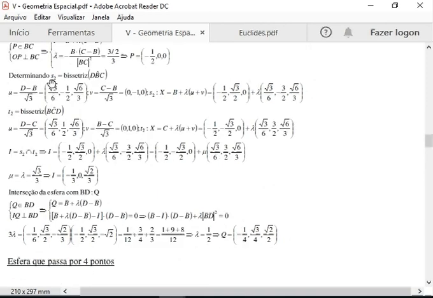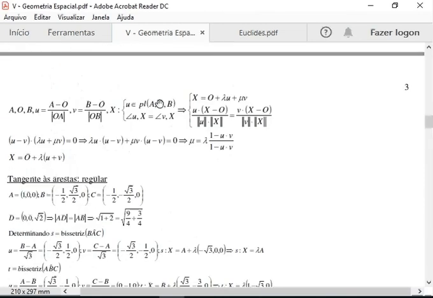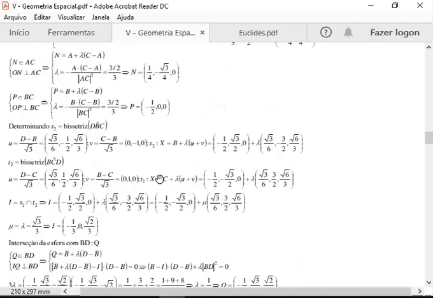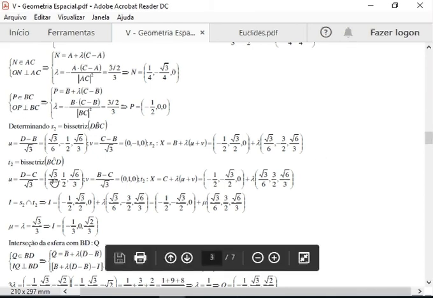Now we're going to determine S2, the bisector line of the angle DBC. We let U be this vector, we let V be this vector, and we let S2 be the points X given by the formula X equals B plus lambda times (U plus V). It is explicit. T2 is the bisector of BCD. U is one vector, V is another vector, T2 is a straight line, and it is explicit.